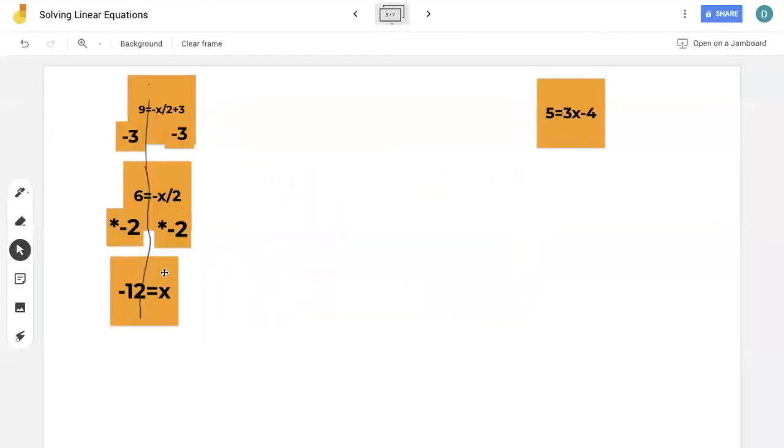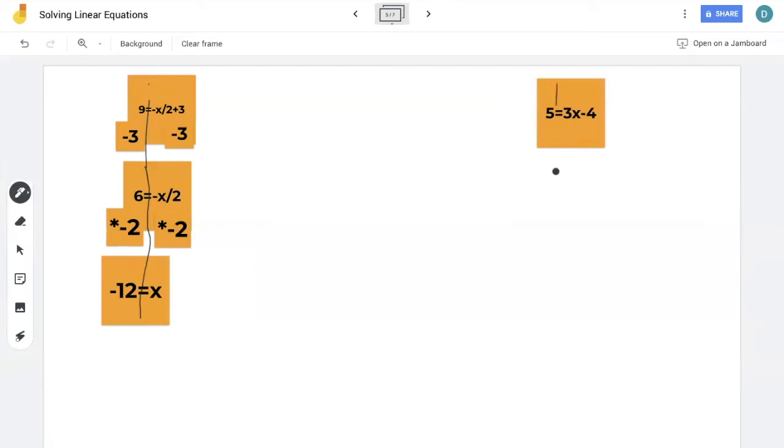And so that is our new equation, and it's what x equals. So there we go. And we can plug this back into the equation, right? So we could say negative 12 divided by negative 2 plus 3 gets us 9. So feel free to verify that with a calculator if you don't trust me.